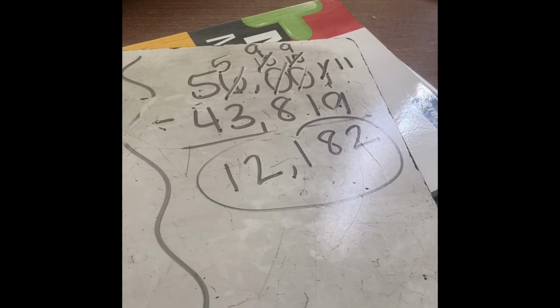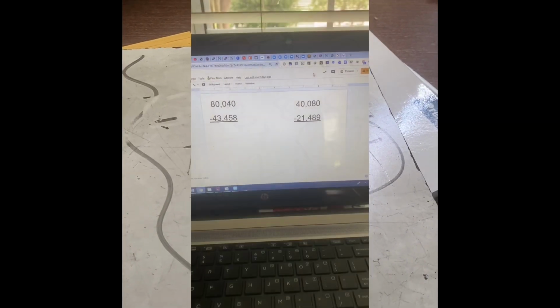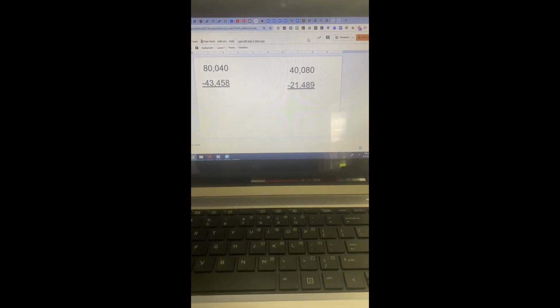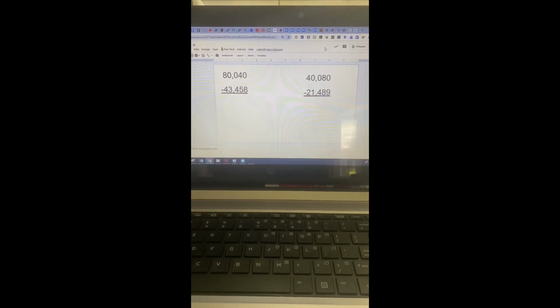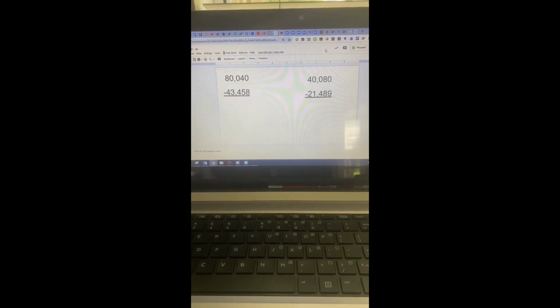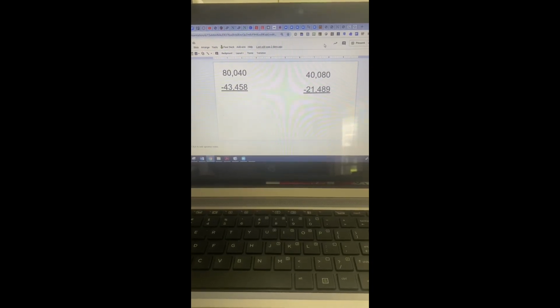The answer to this problem is 12,182. All right, boys and girls, how confident do you feel in your ability to solve these two problems? I'm going to go ahead and give you about 2 minutes to see if you can start solving them. If you don't finish, that's okay. See where you got to and see if you're on the right track. But go ahead and start trying to solve these two problems and see what you can do.